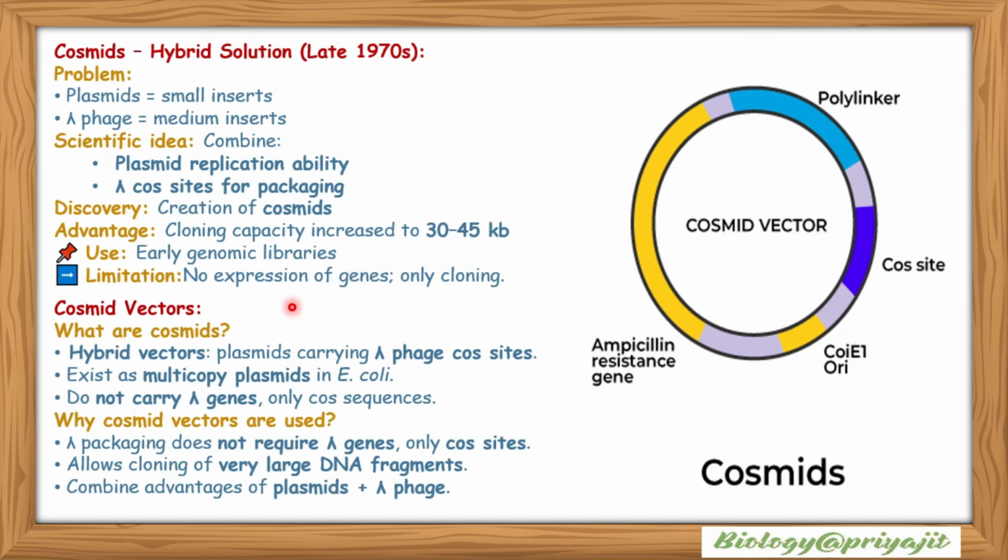Cosmid vectors. What are cosmids? Cosmids are basically hybrid vectors, a plasmid carrying the lambda phage cos site. It exists as a multi-copy plasmid in E. coli. This is the image showing the cosmid. It does not carry lambda genes, only the cos site. Why are cosmid vectors used? Lambda packaging does not require lambda genes, only the cos site. It allows cloning of very large DNA fragments and combines the advantages of both the plasmid and lambda phage.